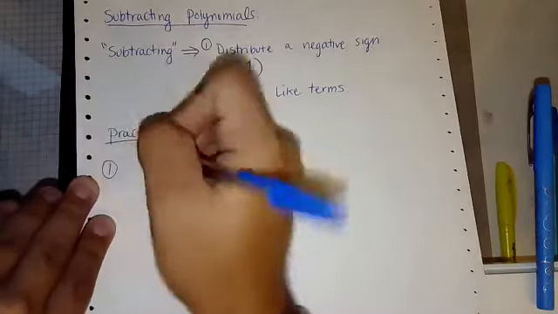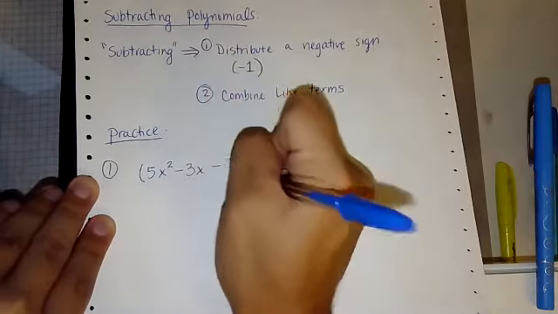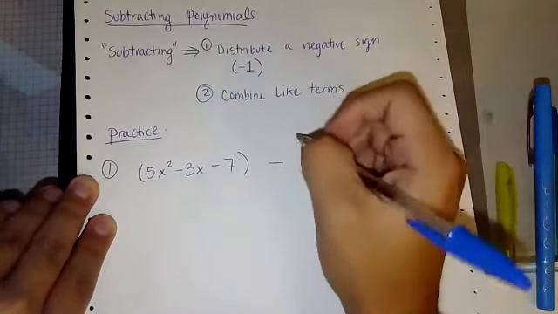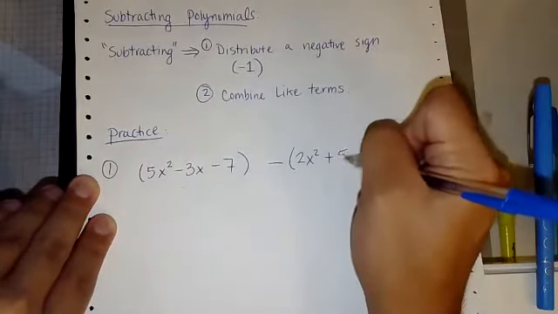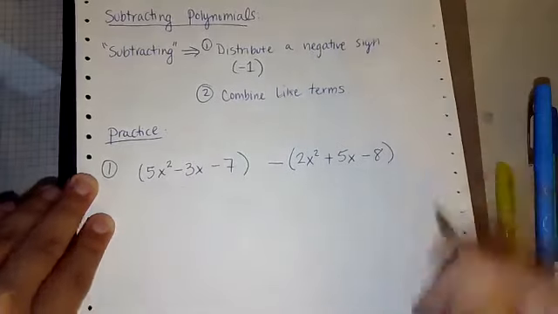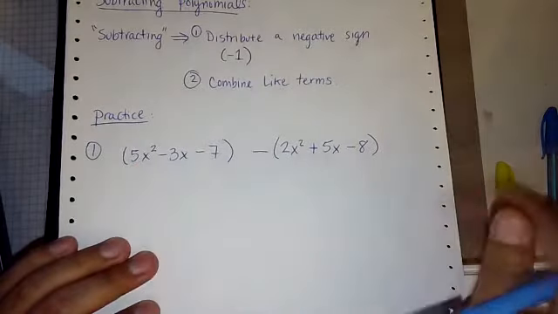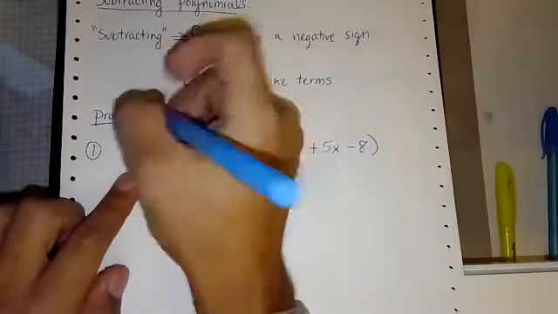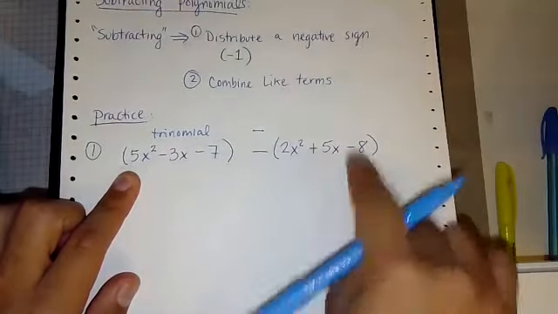So let me throw this problem at you. We have 5x squared minus 3x minus 7. And then from this trinomial, we're going to subtract 2x squared plus 5x minus 8. Okay. So don't get bogged down with all of these subtraction signs and all of these addition signs, right? Fundamentally, what you're looking at is this guy in parentheses, which is a trinomial, and we're subtracting 1, 2, 3, another trinomial.